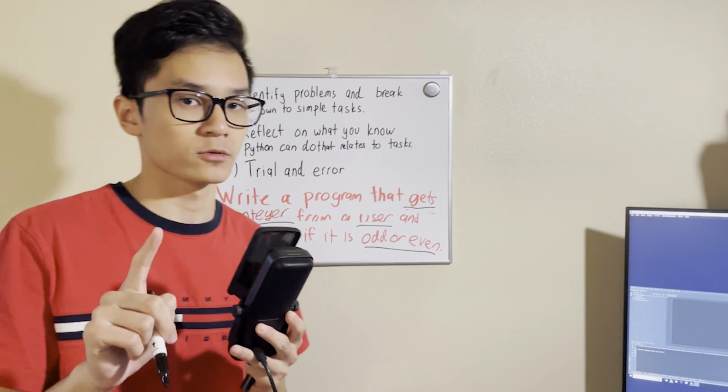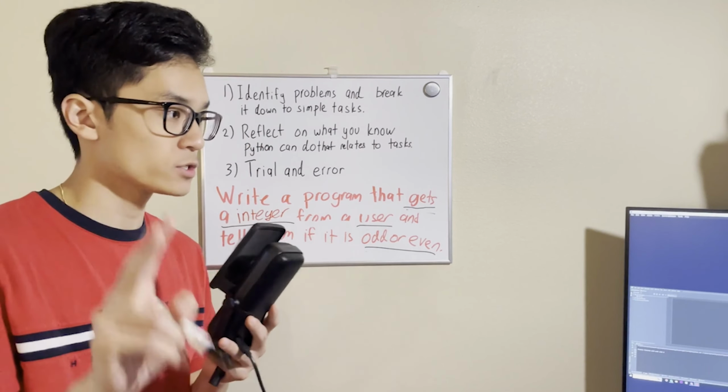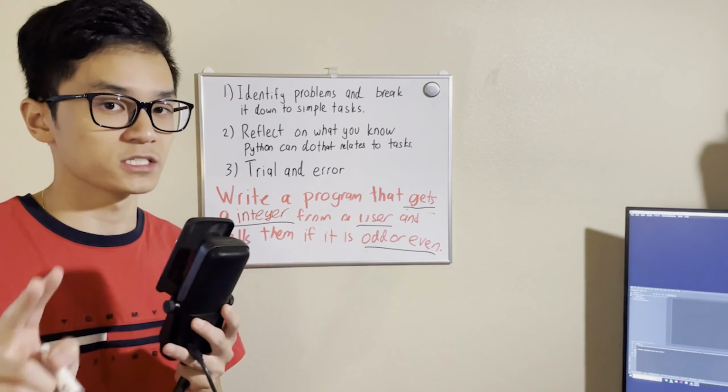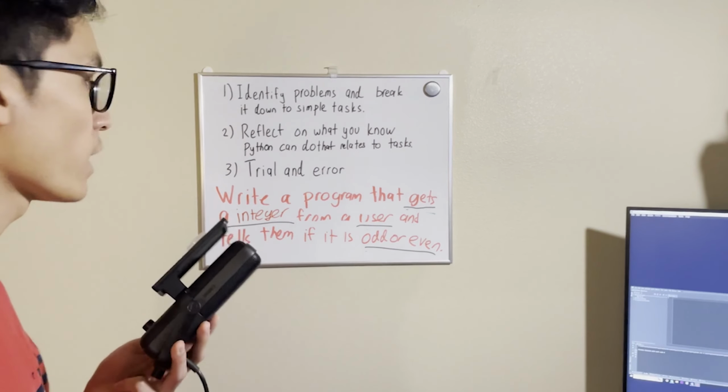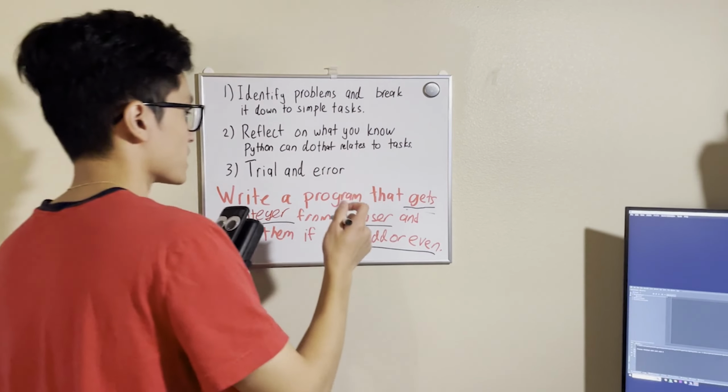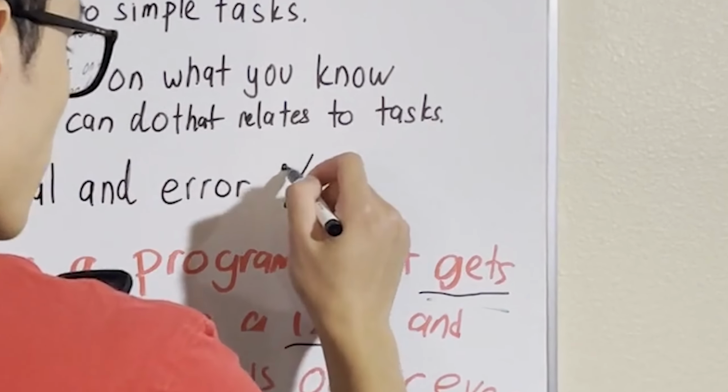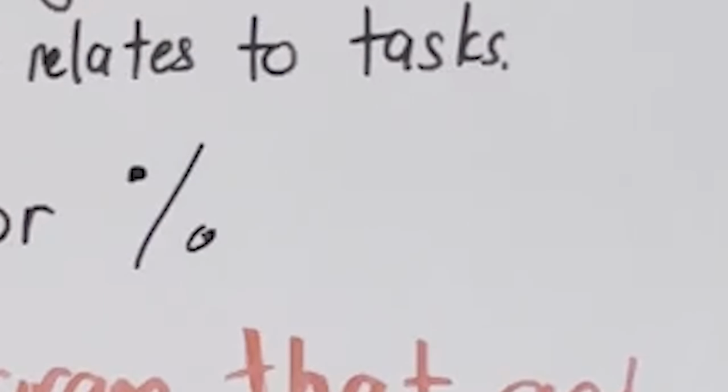1, we have to be able to get something from the user, and 2, we have to be able to tell if an integer is odd or even. And then let's implement that. You haven't learned this yet, but there's this thing called modulo in Python, which looks like a percent sign. What it does is it gets the remainder of a division.